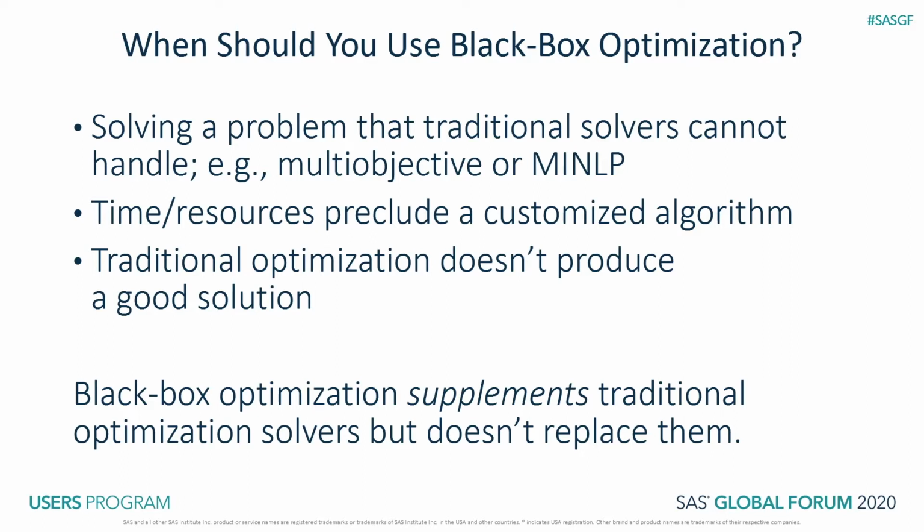Or when you can use a traditional optimization solver, but it's not producing a good solution. The general rule here is to use the solver that's the most tailored to the problem at hand. If you have a linear program, it's best to use a linear programming solver. Choose Blackbox optimization if your problem doesn't fit with a more specific solver, or if a traditional optimization solver isn't working well. So Blackbox optimization augments your toolbox of solvers, but doesn't replace traditional solvers.